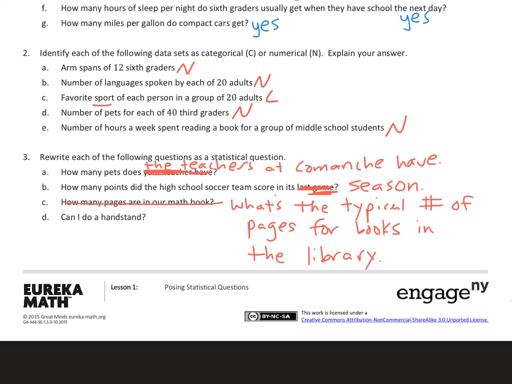Can I do a handstand? How about how many 6th graders can do a handstand? Now I have to go through a group of people and survey them. So we're taking it away from being just something one person can answer and you're done with it, or you can look at one thing and you're done, to having to actually chart some information down, survey some people, and get either numerical or categorical data.